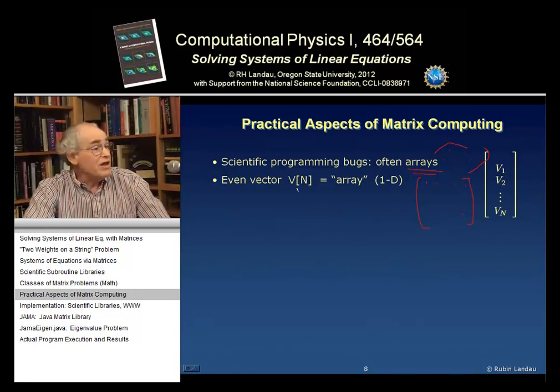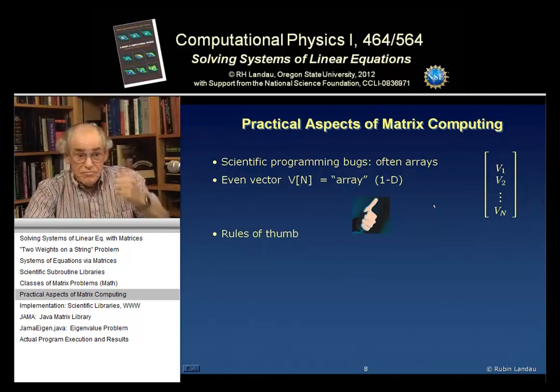So we would define an array on a computer by giving a subscript n, and if it's only 1-dimensional, then it's called a vector. Column or row vector is independent on the computer. They're both the same because we're just storing 1-dimensional arrays. Okay, so that's the term.